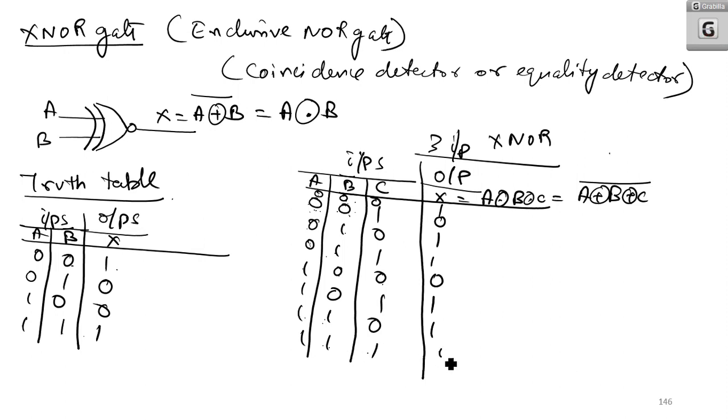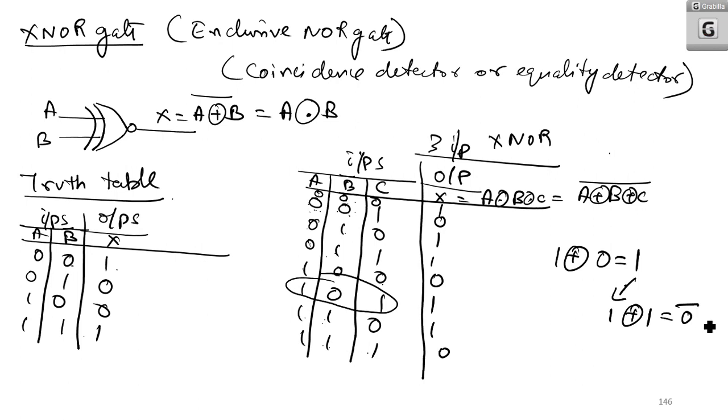1 bar is 0. That means if I take the example of 101, 1 XOR 0 is 1. Again, that 1 is XORed with 1. 1 XOR 1 becomes 0. Need to give the bar of that answer, so it is 0 bar, that is 1. So I am taking 111.